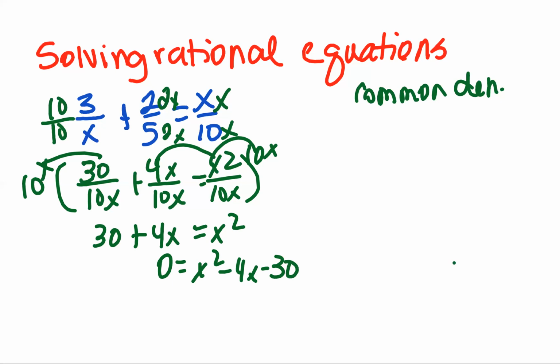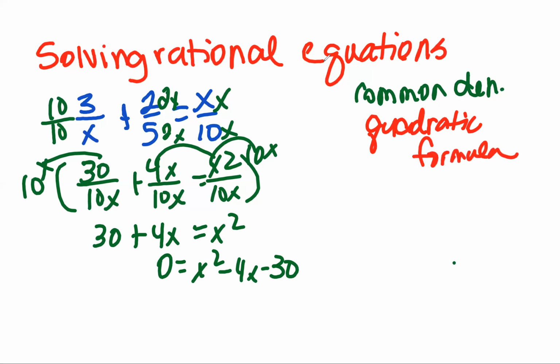All right, we know that there are lots of ways I could solve a quadratic. One of them is we just factor. So if I look at this, there's nothing that multiplies to negative 30 and adds to negative 4. So that means that this time we're probably going to need to use the quadratic formula.